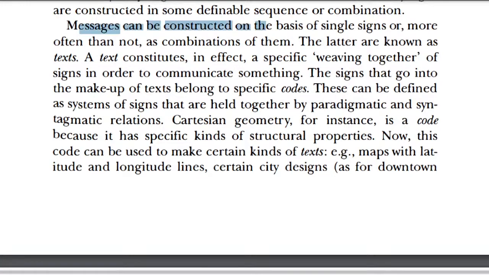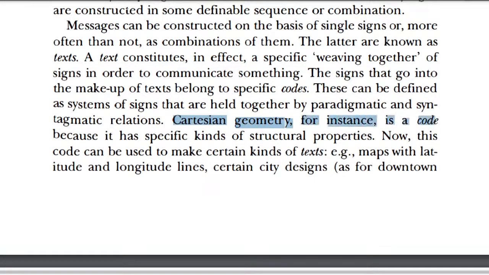Okay, messages can be constructed on the basis of single signs or, more often than not, as combinations of them. The latter are known as texts. A text constitutes, in effect, a specific weaving together of signs in order to communicate something. The signs that go into the makeup of texts belong to specific codes. Paradigmatic, that's how it's pronounced. These can be defined as systems of signs that are held together by paradigmatic and syntagmatic relations.